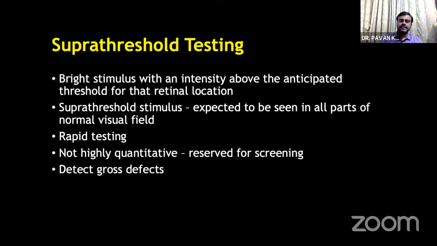Whereas supra-threshold testing includes a bright stimulus with an intensity above the anticipated threshold for the retinal location. And a supra-threshold stimulus is expected to be seen in all parts of the normal visual field. Hence, it gives a very rapid testing. It is not highly quantitative and is reserved only for screening. It can detect only gross defects.